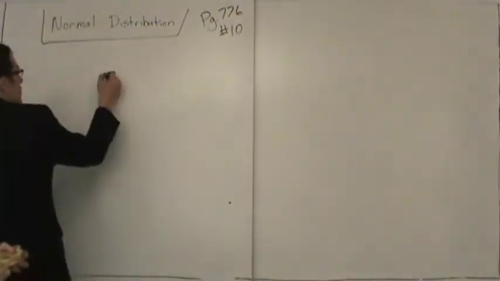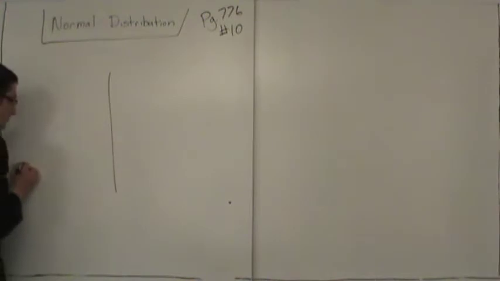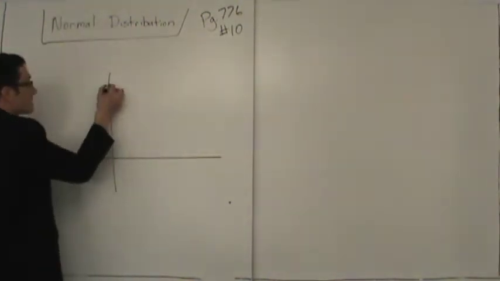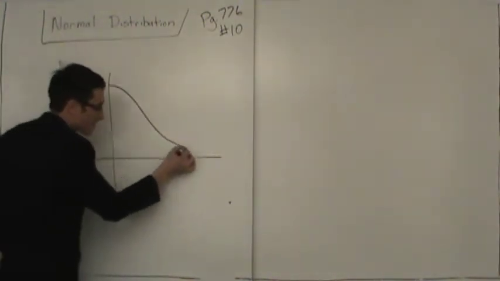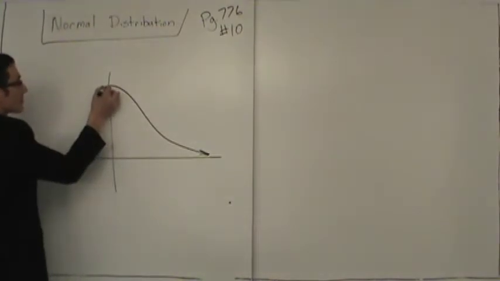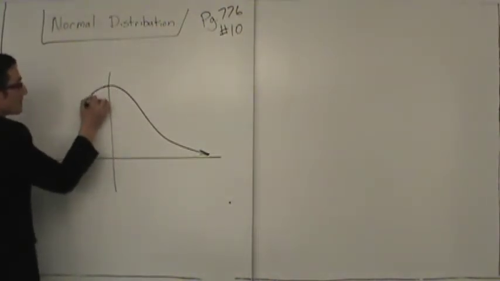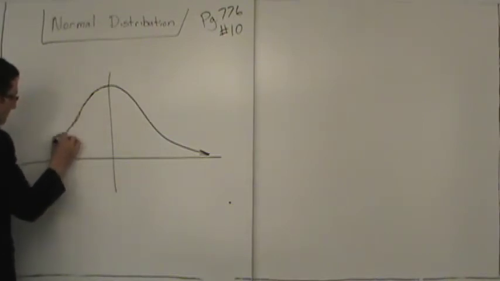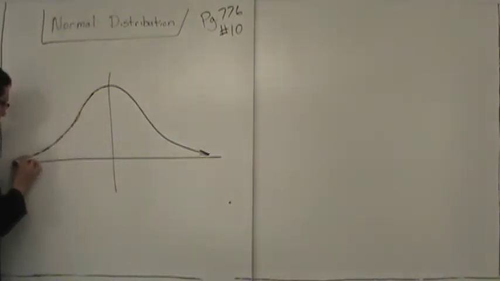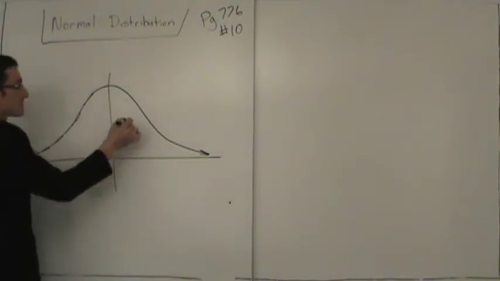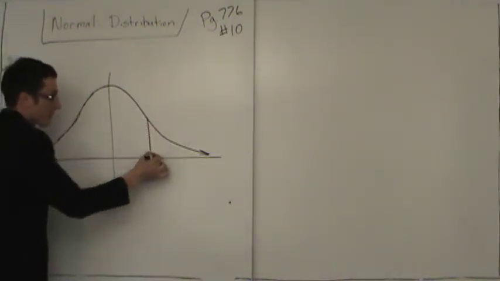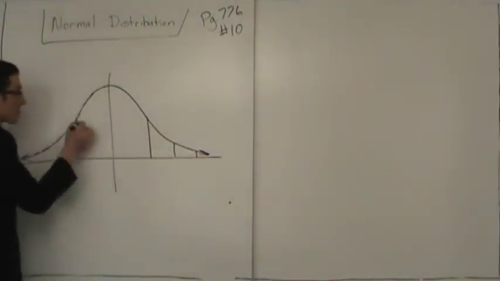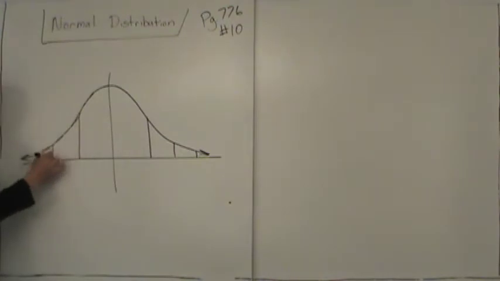Okay, so first let's draw the curve. Try to get it symmetrical. I'm not an artist, but if I work at it here, I just have to work harder at the second side. And how many lines of standard deviation to the right? Well, we have 3. So 3 lines of standard deviation to the right, 3 lines of standard deviation to the left.